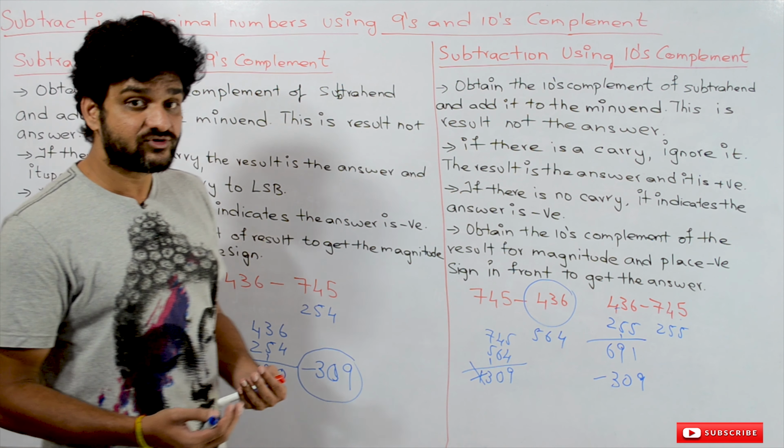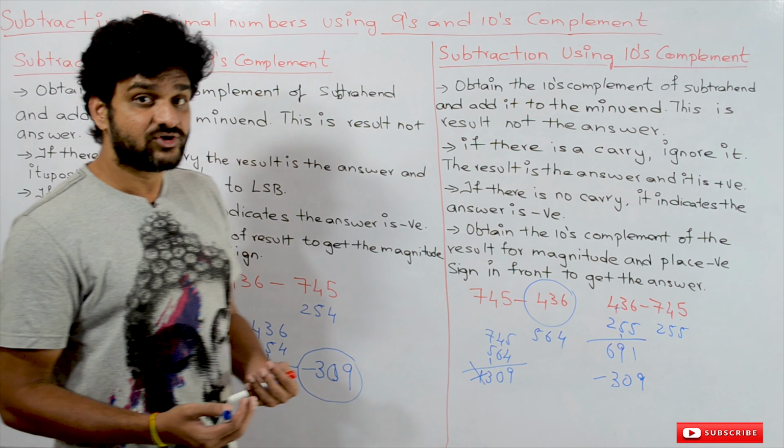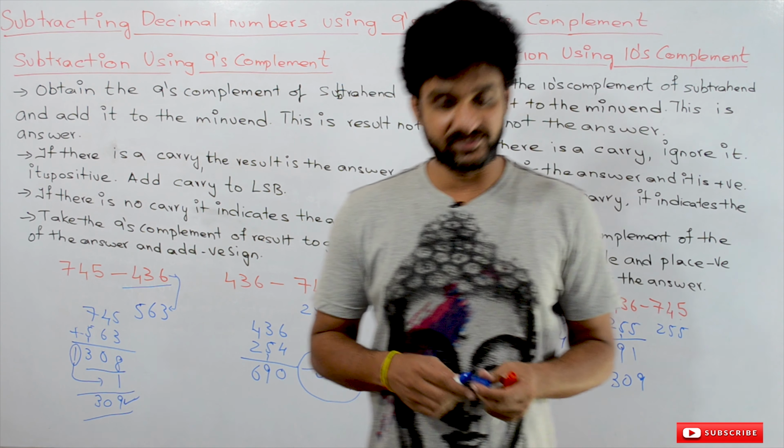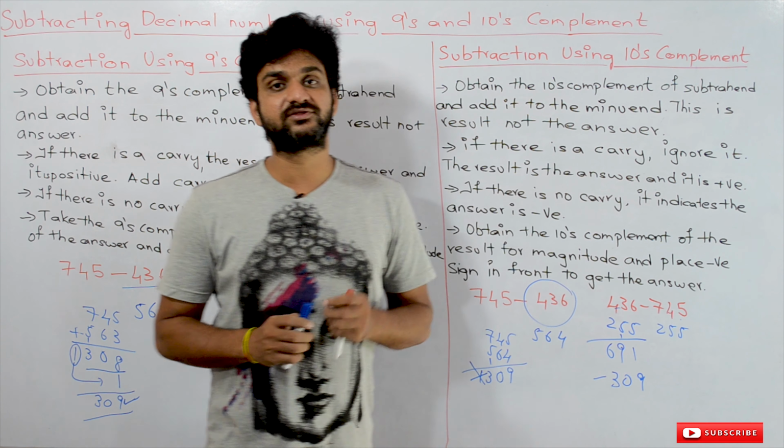So this is how we can do the subtraction of decimal numbers by using the 9's complement and 10's complement. In our next video we will try to solve more examples on subtracting decimal numbers by using the 9's complement and 10's complement. Hope you got the clarity on this concept.